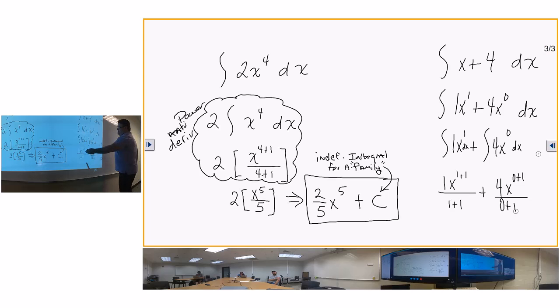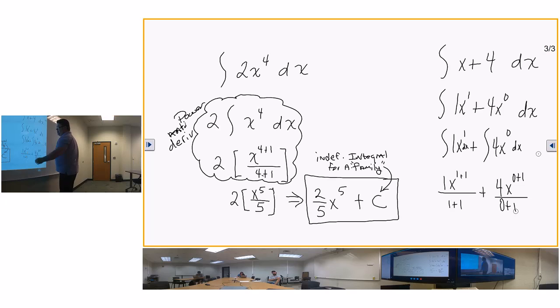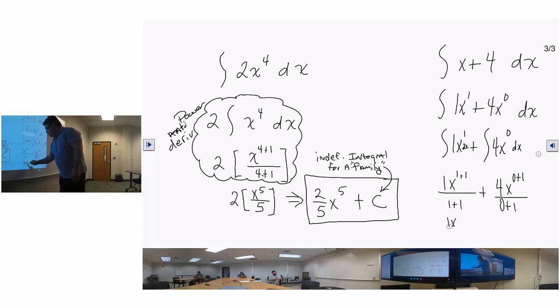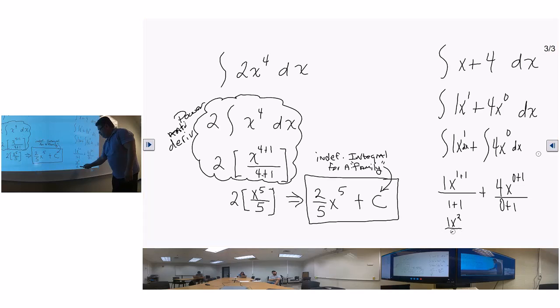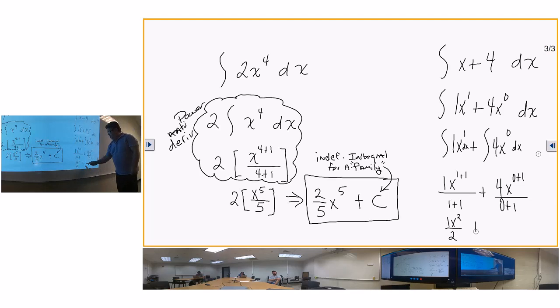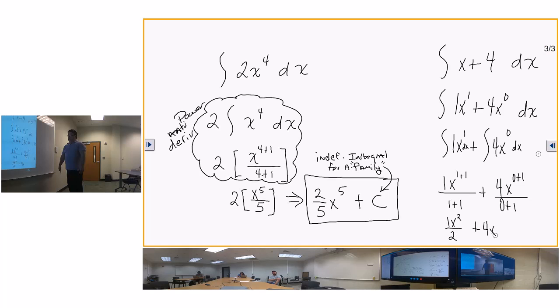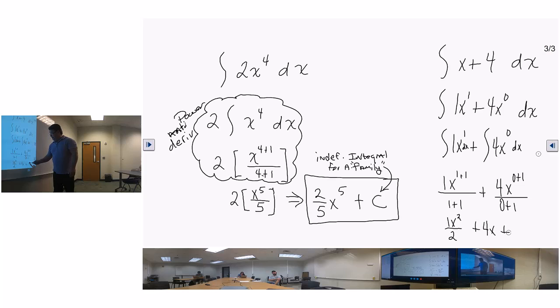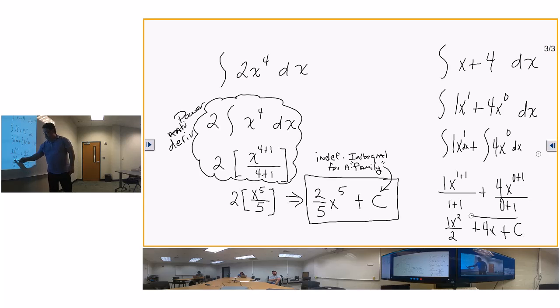Now what does this first term come out to be? x squared over 2, plus 4x to the first. And that 1/2 x squared, you can write that as 1 over 2 and then x squared beside it, or you can write it as x squared over 2, plus what? C.